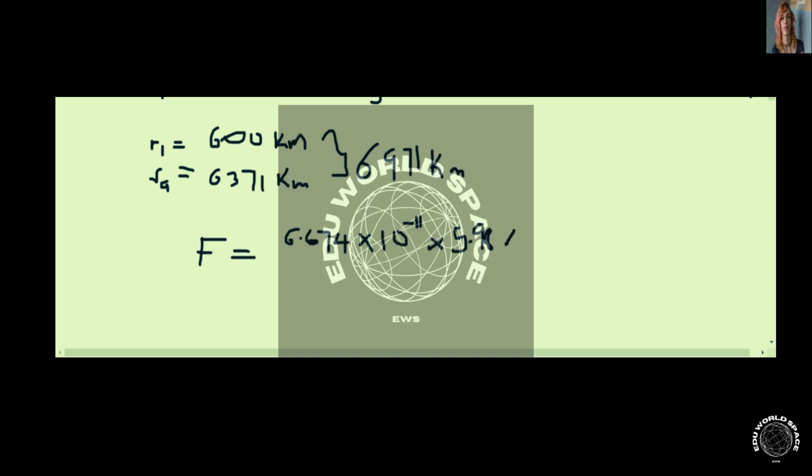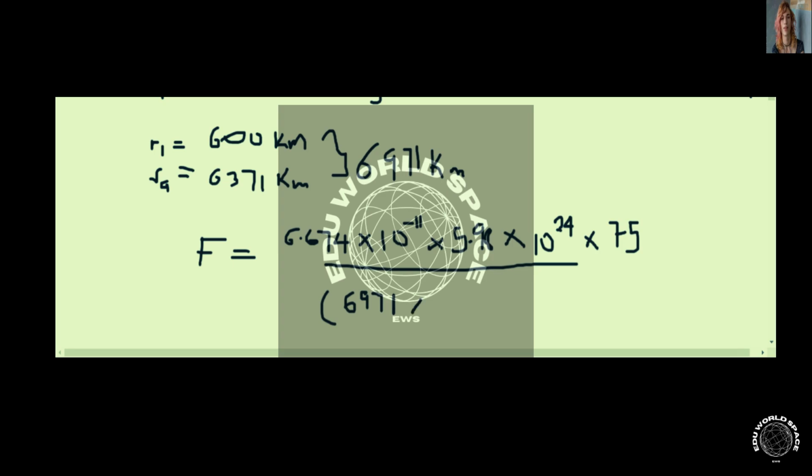5.98 times 10 to the power 24. Let us not forget, 10 to the power 24 times the mass of the astronaut, which is 75. Now, all this divided by the total distance between them. Remember, the total distance that we had between them is 971 kilometers.